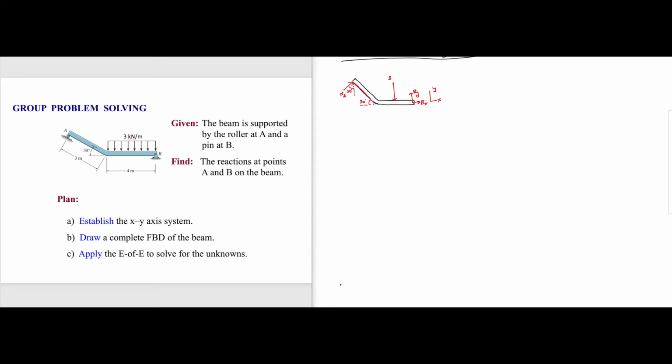The distributed load is 3 kilonewton over meter and it is distributed over 4 meters. So this is nothing but 12 kilonewton, right? 3 times 4 is 12 kilonewton. Now this is acting at 2 meters, right? And the total length is 4.